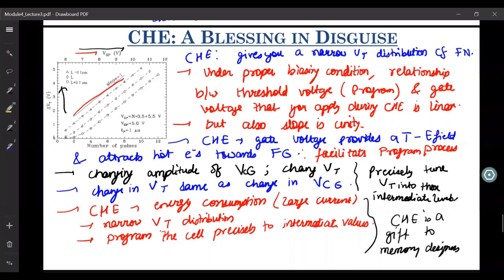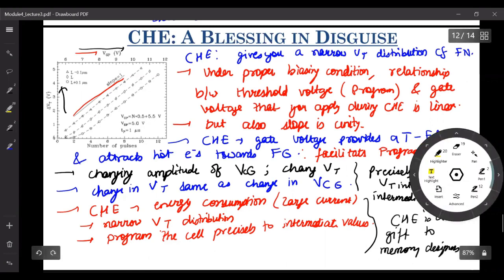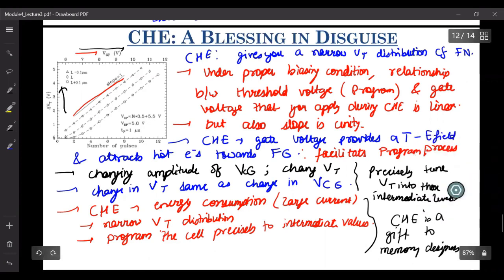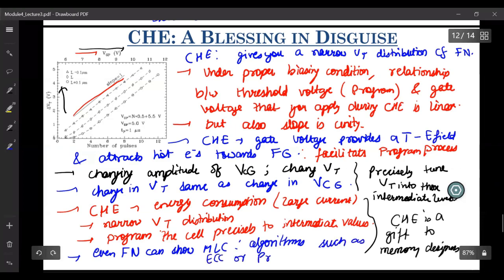Okay. Now the question arises, since FN shows you a very broad kind of threshold voltage distribution, can we use FN for multi-level capability? So the thing is, yes, we can do it. Even FN can show MLC. How? There we need to come up with very, I would say, innovative algorithms, algorithms such as ECC or program verify.